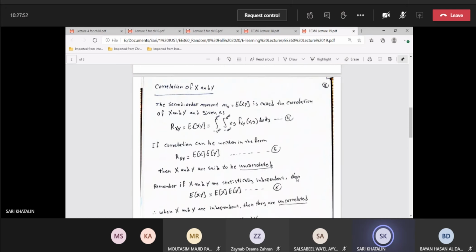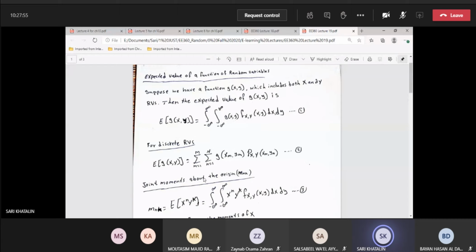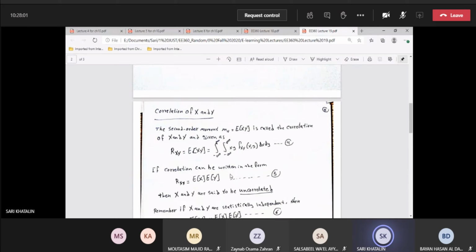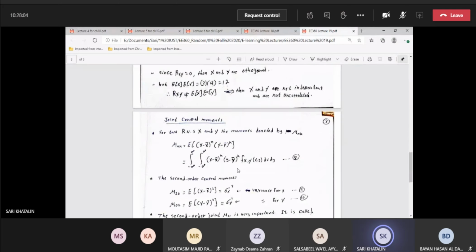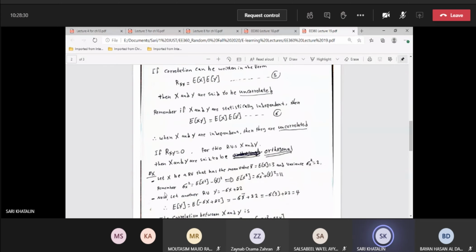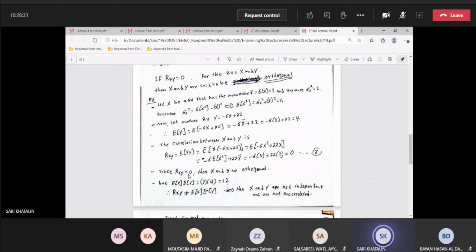Now, here we talked about the moment about the origin. If you go back to chapter 3, we talked about the moment about the origin, and also about the central moment, where the random variable x was shifted by the mean of x. So for the joint central moment, we can refer to it as mu. For the moment about the origin, it's going to be small m, subscript x and y.